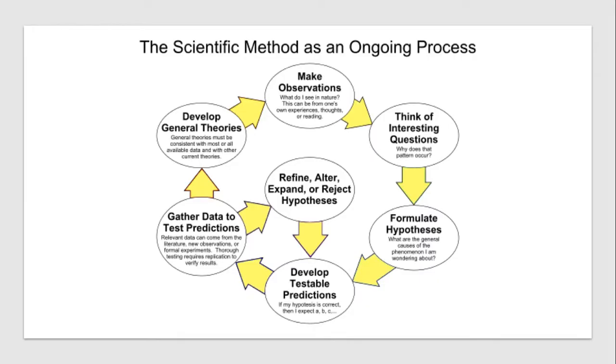So here's an overview of the scientific method. And you can see it's circular because we go through this and it continues to help inform what we're doing. So the first step is that we may think about interesting questions. We formulate hypotheses. We develop testable predictions. We then gather our data based on what our predictions are. We may continue to refine or alter or expand or reject our hypotheses. And then we can develop general theories based on that.